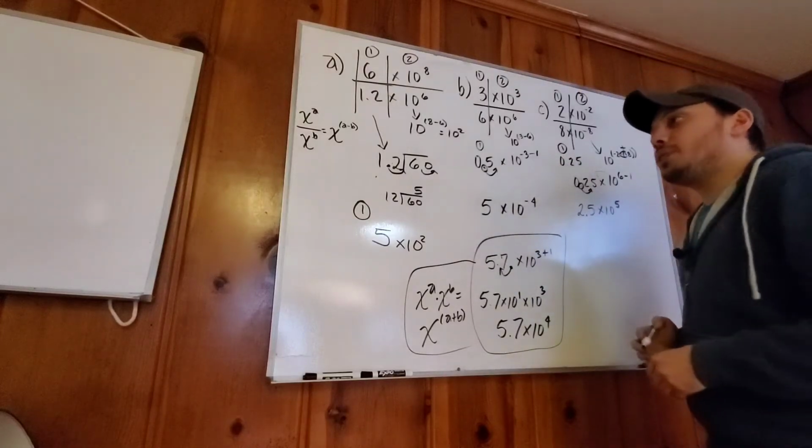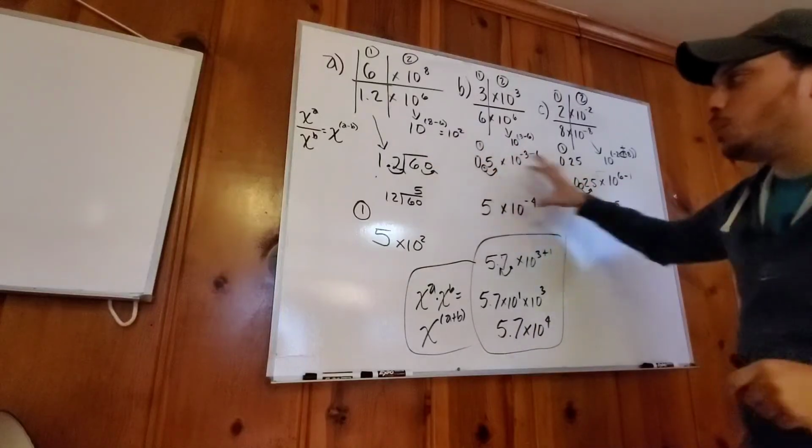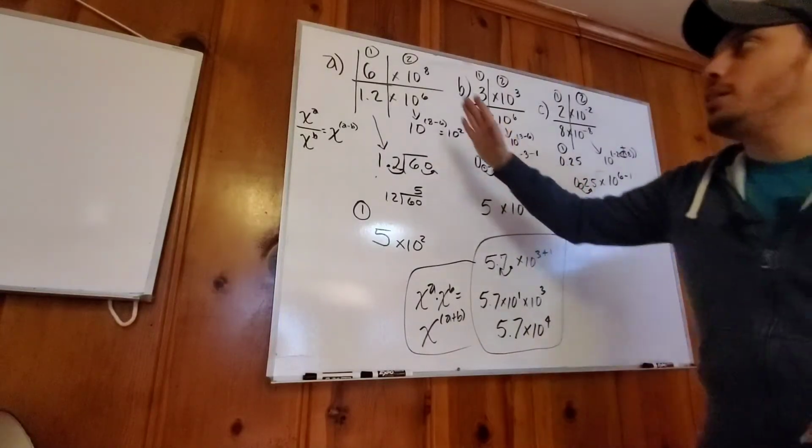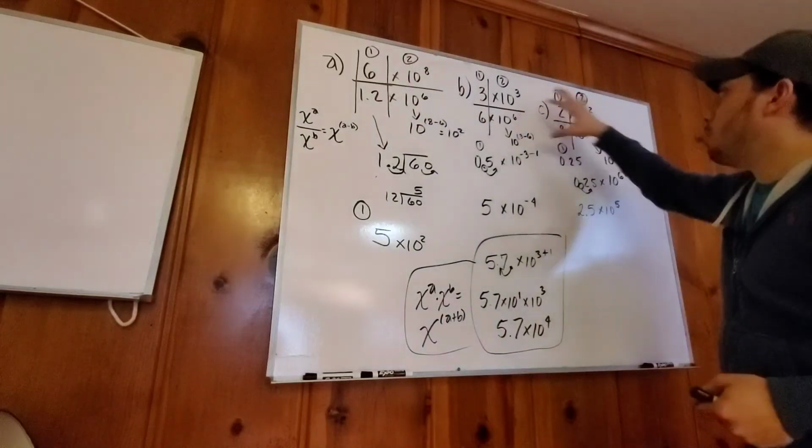So let's actually move on to the last example. But this, for the most part, will tell you what to do. It's not that hard. Divide it into 2. First by the numbers, then by the exponents.